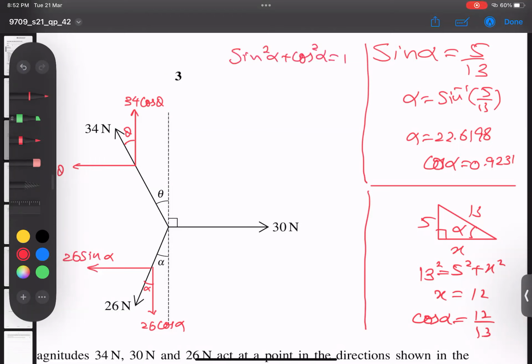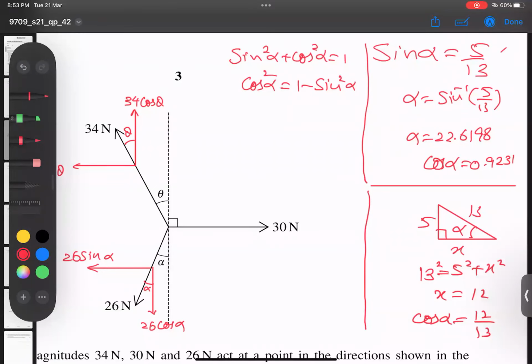If I bring, because I have the sine value given, so I bring sine square to the other end. So cos square alpha is equal to what? Cos square alpha is equal to 1 minus sine square. All of you are familiar with this formula.